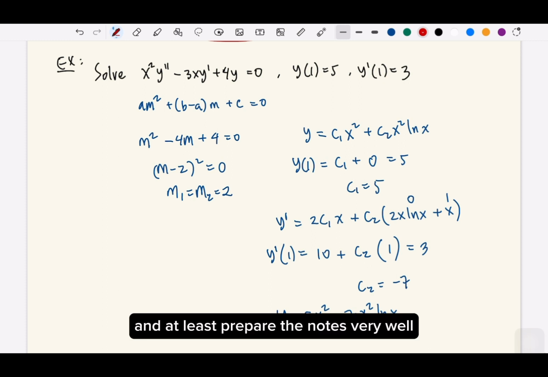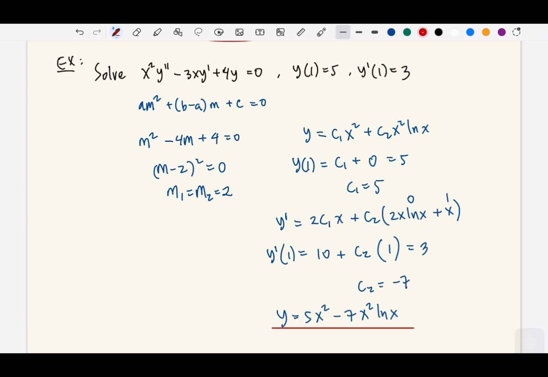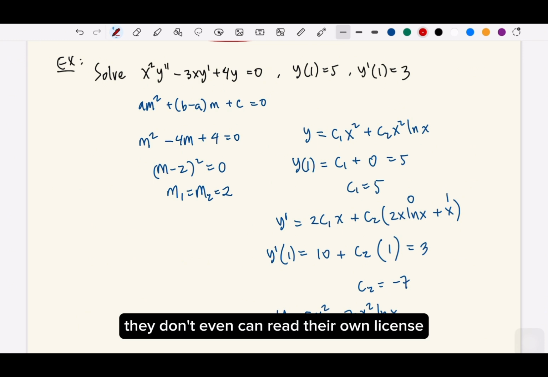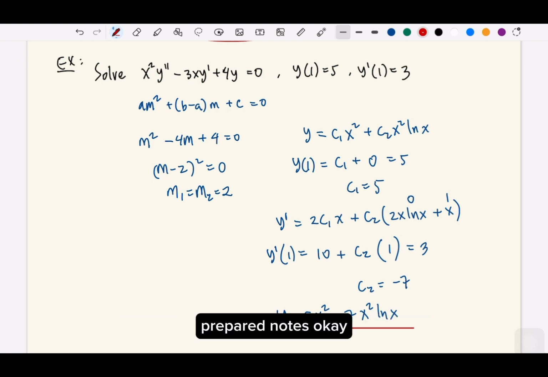And then please prepare the notes very well. I think last year some students prepared in a rush, so they couldn't even read their own writing. So prepare very well. Okay, prepare the notes.